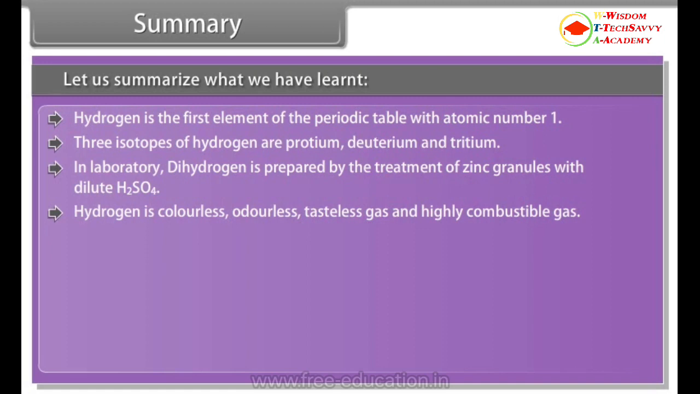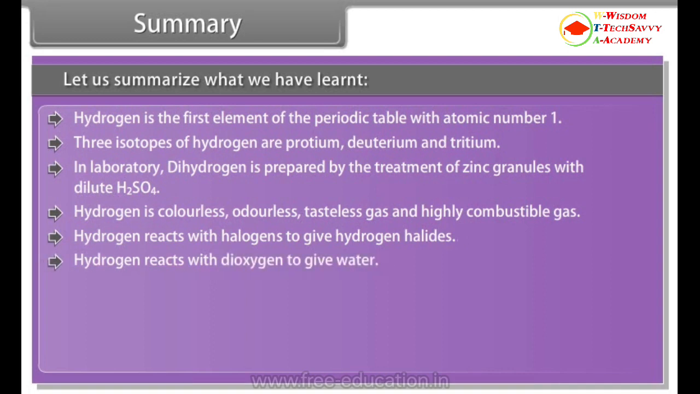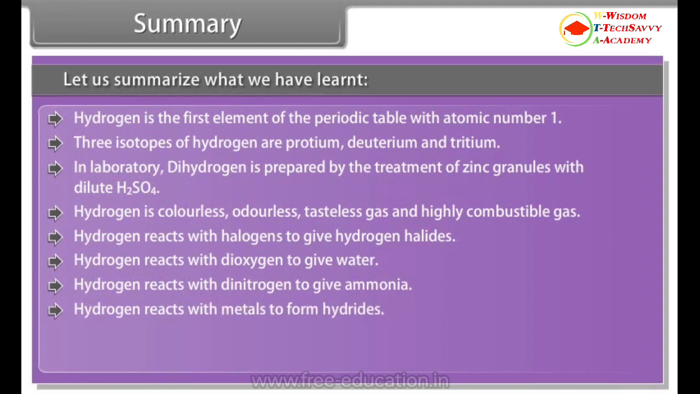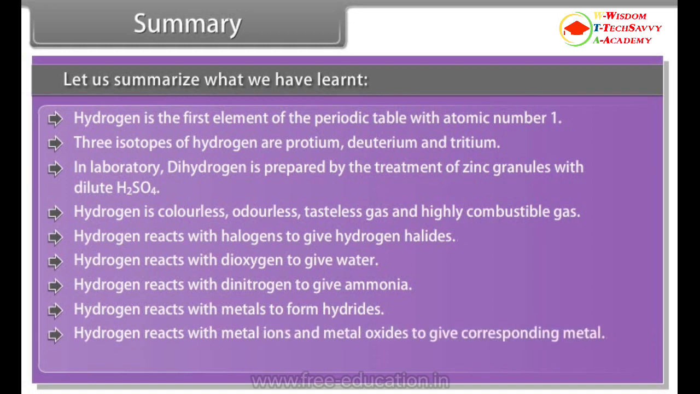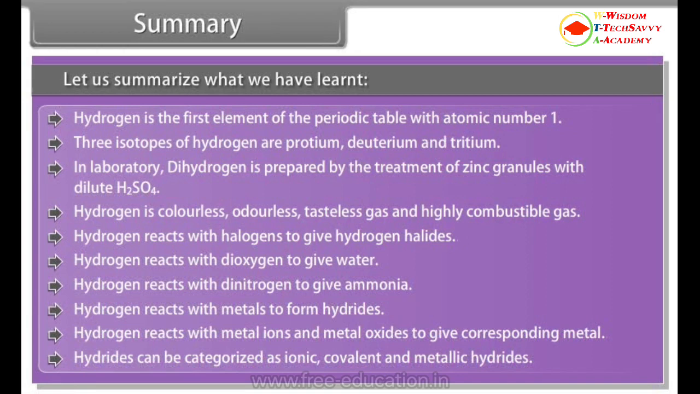Hydrogen is a colorless, odorless, tasteless and highly combustible gas. Hydrogen reacts with halogens to give hydrogen halides. Hydrogen reacts with dioxygen to give water. Hydrogen reacts with dinitrogen to give ammonia. Hydrogen reacts with metals to form hydrides. Hydrogen reacts with metal ions and metal oxides to give the corresponding metal. Hydrides can be categorized as ionic, covalent, and metallic hydrides.